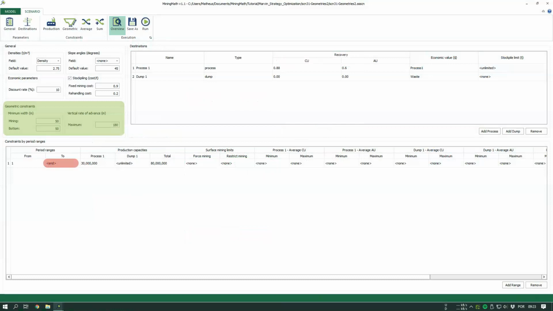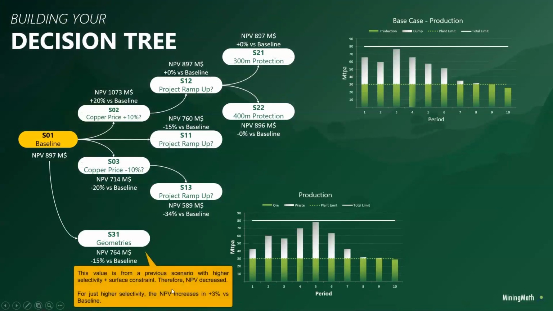So here, comparing with the baseline, for example, I'm considering reduced minimum mining widths and an increased vertical rate of advancement. What does that mean? This means I'm increasing selectivity. Okay, and how could this help the project? Here the comparison of this case with the baseline is minus 15%. Okay, that's pretty interesting.